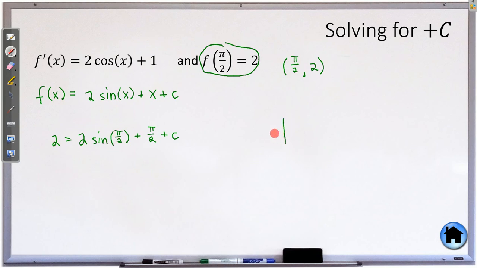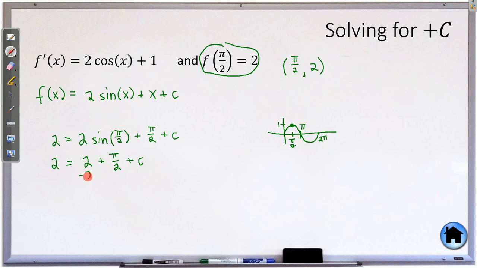Real quick, if you're rusty on your trig, sine looks like this. This is 2 pi. This is pi. So halfway in between is pi over 2, which is 1. So we have 2 times 1, which doesn't change anything, plus pi over 2 plus c is equal to 2.